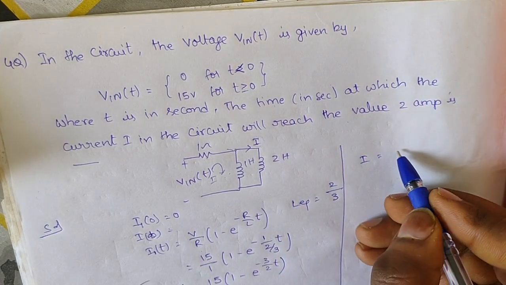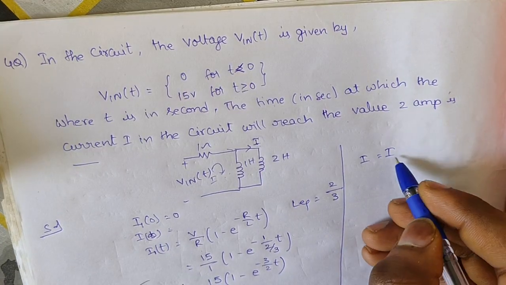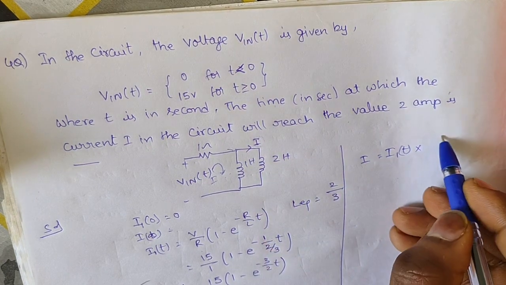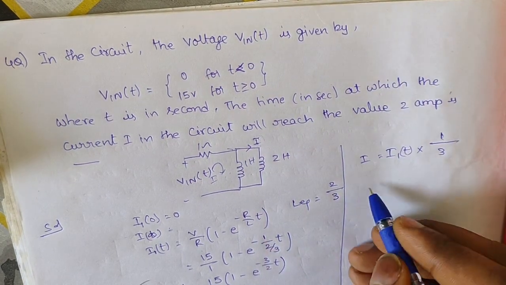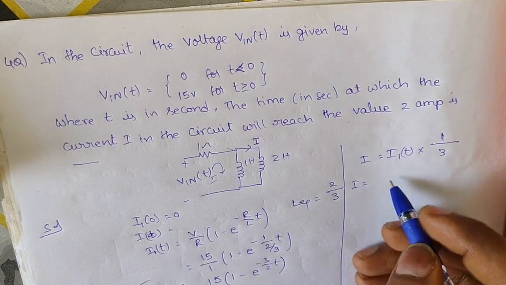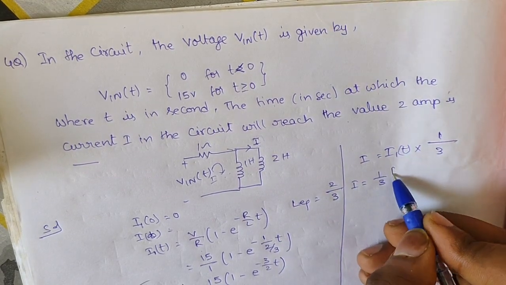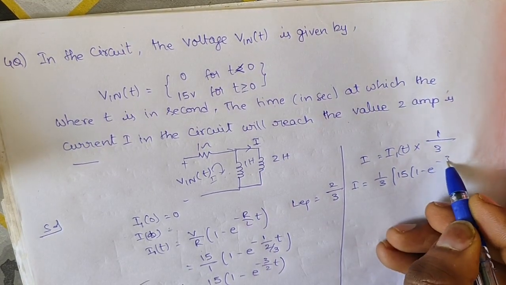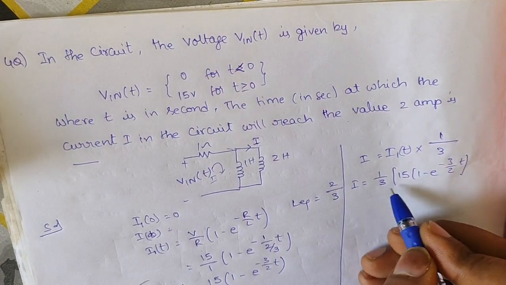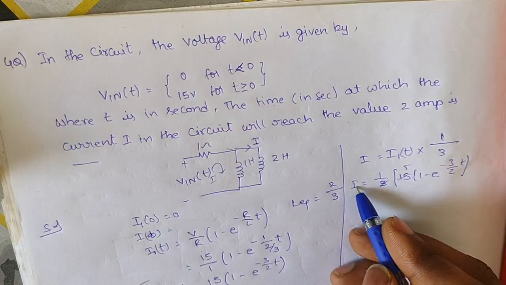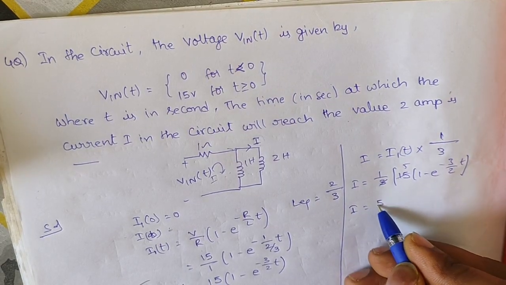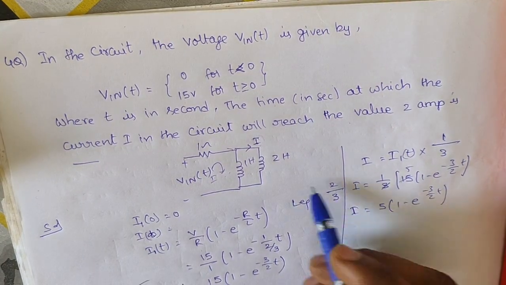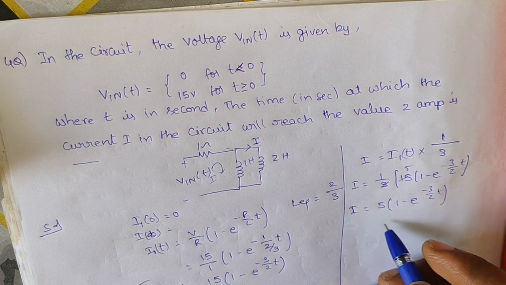Total current is I1 of t into the opposite inductor by the sum of inductors. Total, we need the I value, so 1 by 3 of the I1 expression we have here, 15 into 1 minus e power minus 3 by 2 into t. So I is 5 into 1 minus e power minus 3 by 2 into t. This is the current at 2 Henry.